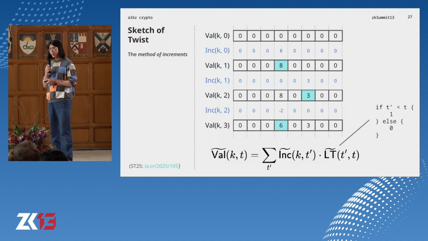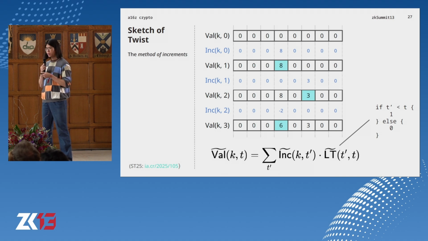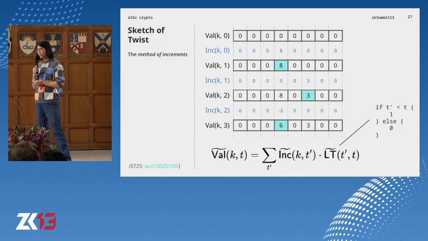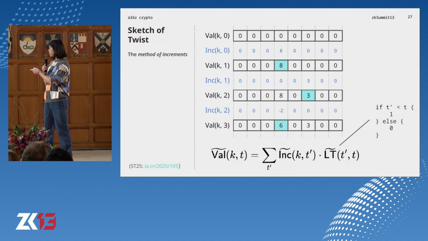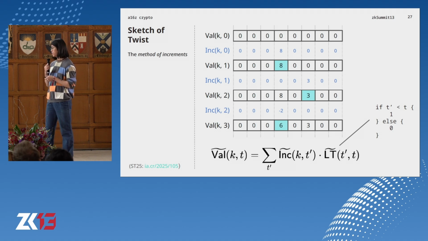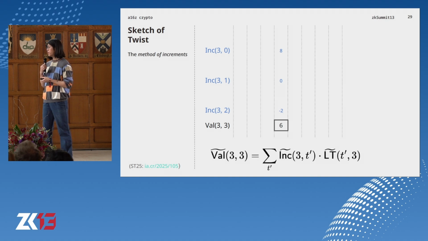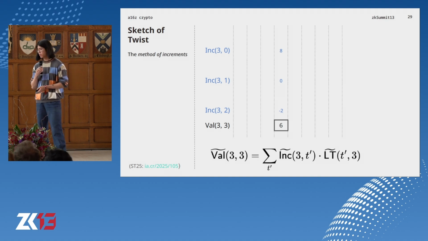And once again, this gives us a very nice sumcheck expression here. Conceptually, all this is saying is the value in register k at time step t is given by the sum of the increments for that register up to that time step t. Here, the LT polynomial is basically just the multilinear extension encoding that bit of pseudocode, which is: if t prime is less than t, it's 1, otherwise it's 0. So for an example here, Val of 5,2 is just the sum of those 2 increments. And similarly, Val of 3,3 is the sum of those 3 increments.